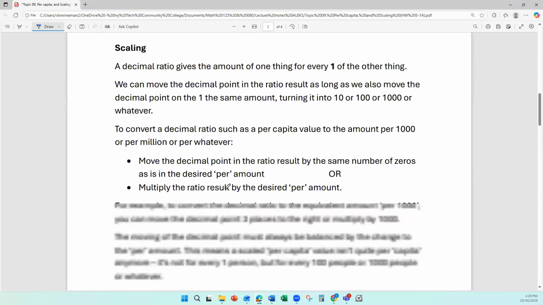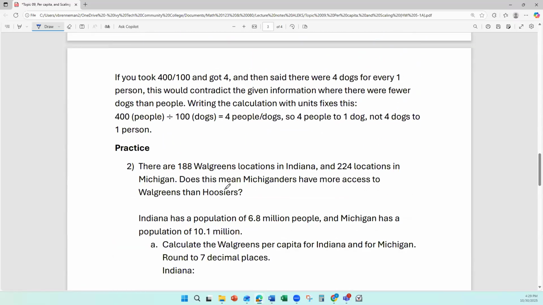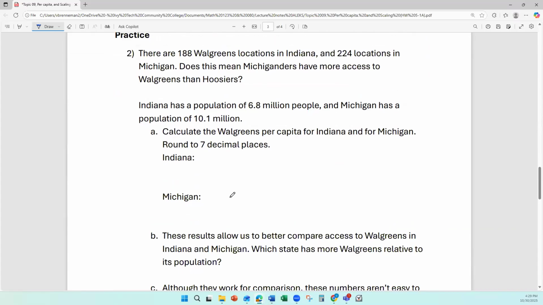In other cases, we have, again, I'm scrolling through the scaling. You can look at that on your own time. But looking at number 2 here, we are looking at the per capita for something where there are many more people than there are the items. So when we do the division of the number of things, in this case, the number of Walgreens divided by the number of people, we're going to get a very tiny number. So we have 188 Walgreens in Indiana, 224 in Michigan.